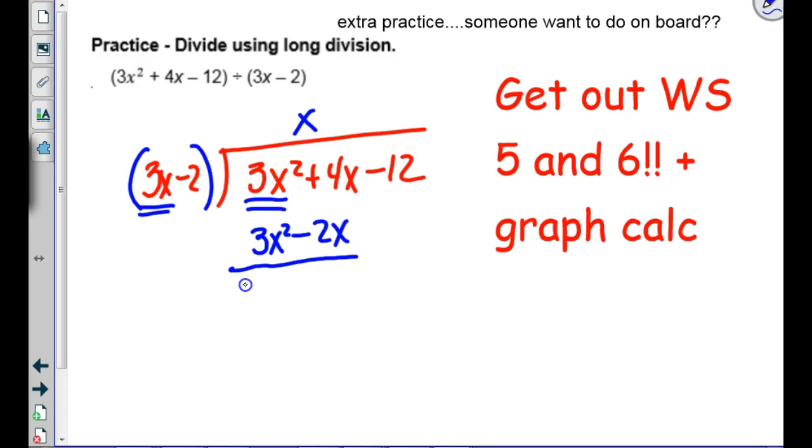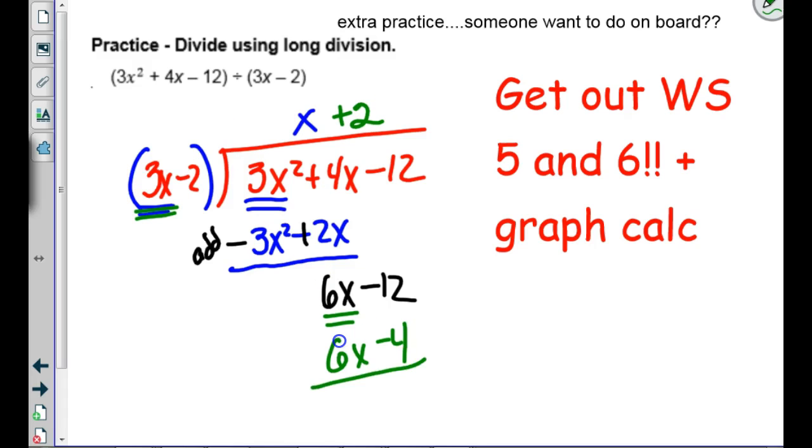Now, what's the trick that everybody forgets here? We're subtracting both of those terms, not just this one, but also this one. So if we change the sign, now we can add. So we get 6x minus 12. Now we need something that will make 6x out of this 3x. So we need to multiply by a positive 2. Distributing that to both terms will be 6x minus 4. Then if we subtract again, we're adding the opposite here, and we end up with a remainder of negative 8.